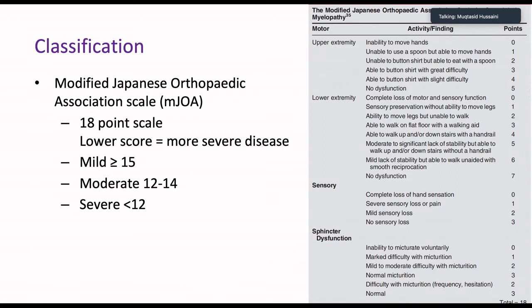or inability to empty the bladder voluntarily, up to 5, 7, 3, and 3 if there's normal function. So it's an 18-point scale, and a lower score indicates more severe disease. So patients can be divided into mild, moderate, or severe, depending on their score.